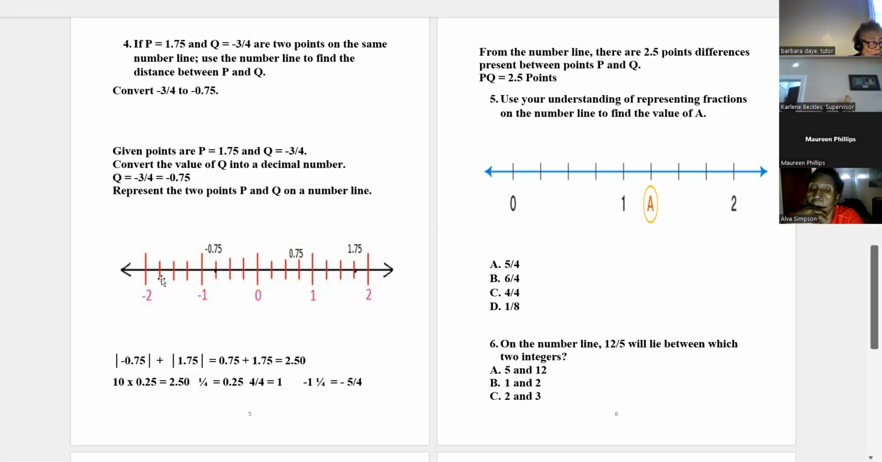So Maureen, what is this right here? You see my cursor right next to the 0. What is that value? This is confusing to me also. No, each hash mark represents a fourth, right? 1/4, 2/4, 3/4, 4/4, whether you're going on the left side, negative, or the right side.